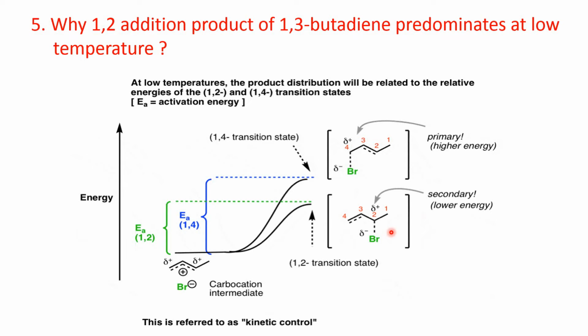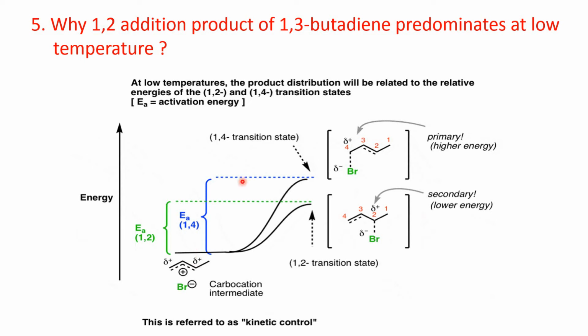Now it is at low temperature, that means much energy is not available. So in this reaction, when the reaction proceeds through this stable carbocation, the transition state for this 1,2 addition is less energized. Less energized means the activation energy is low. That means the difference between the energy of this transition state and the energy of this reactant. Here the reactant is the carbocation. From the carbocation the product is forming.